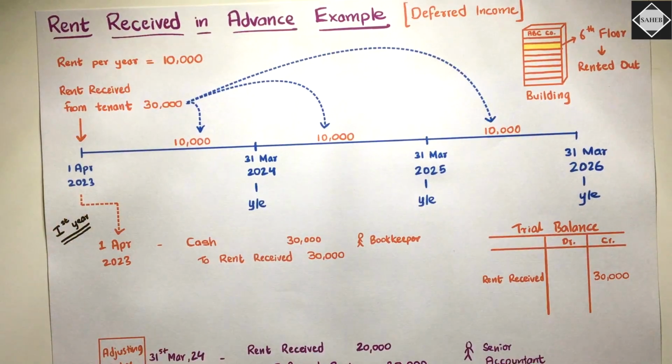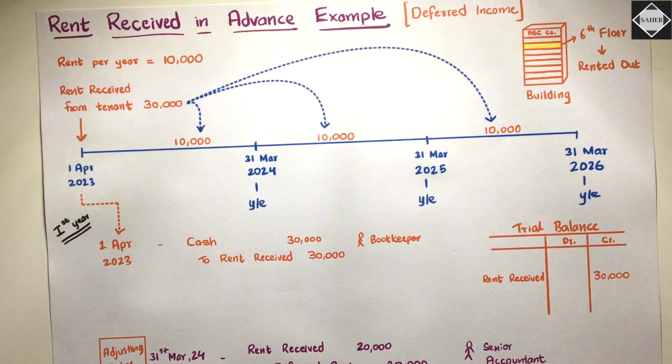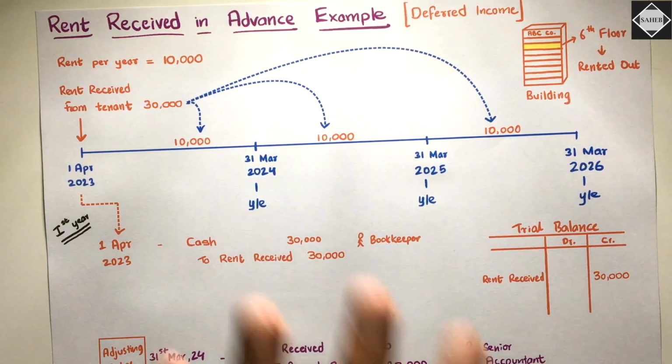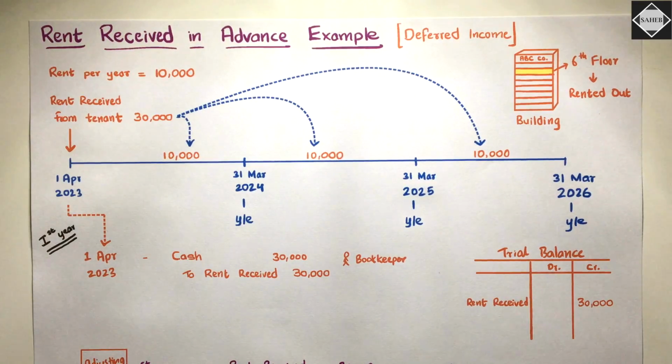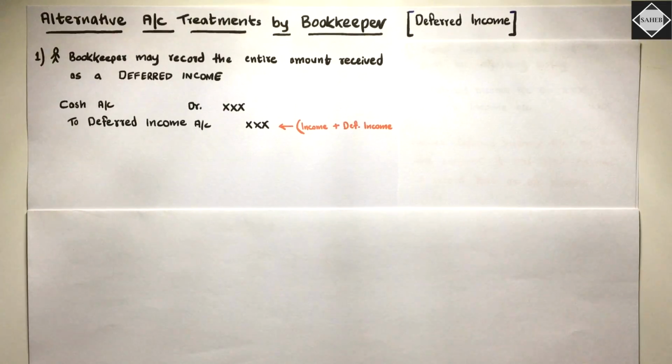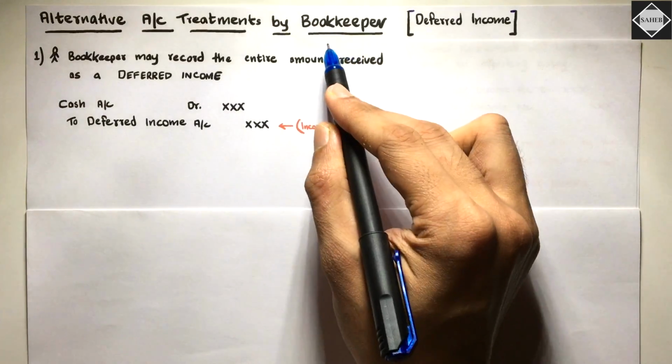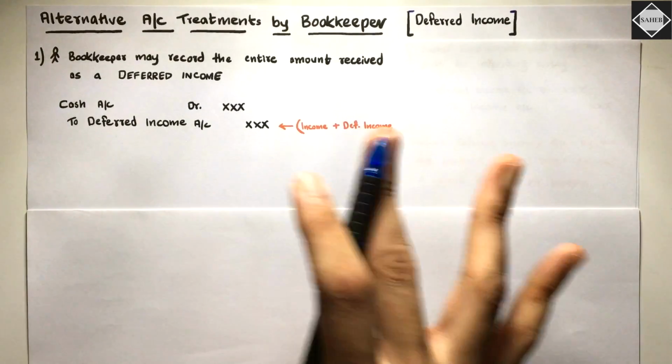It's not difficult. Now what we have to do is understand the alternative accounting treatments. So let's just do that. What if the bookkeeper does alternative accounting treatment? Then how will the adjustment be? Let's understand that. Now here we have the alternative accounting treatments that are done by the bookkeeper regarding deferred income. Let's understand.